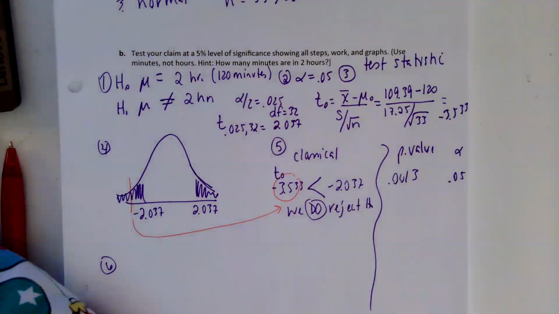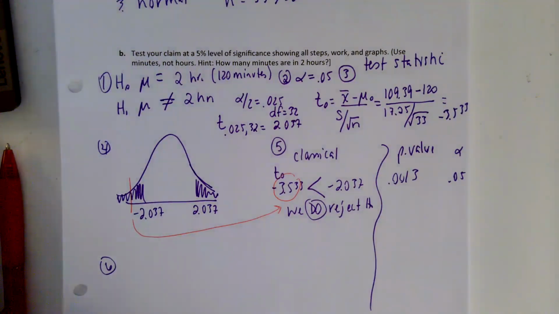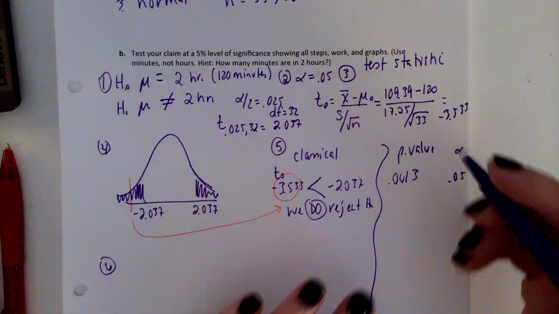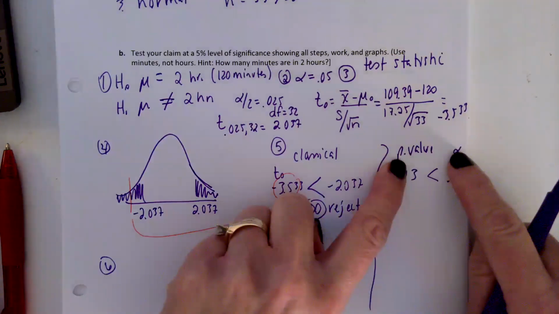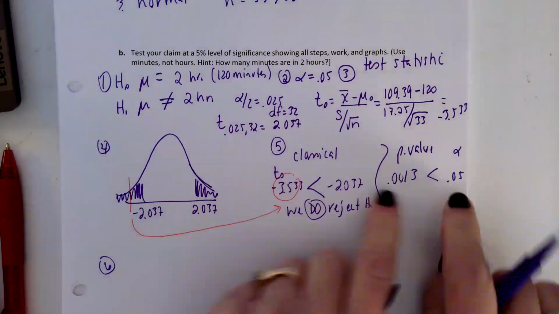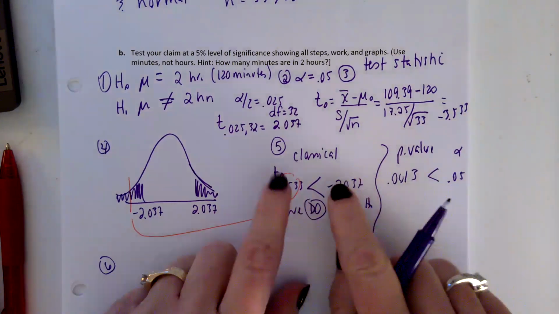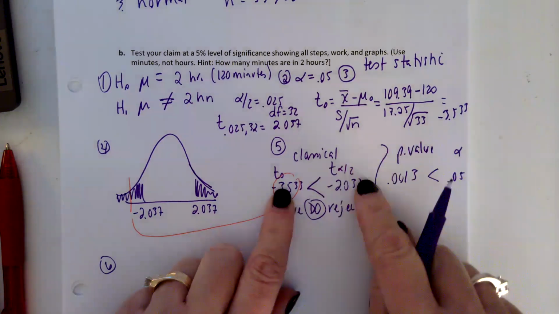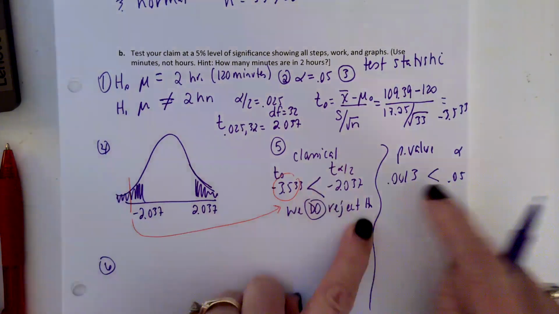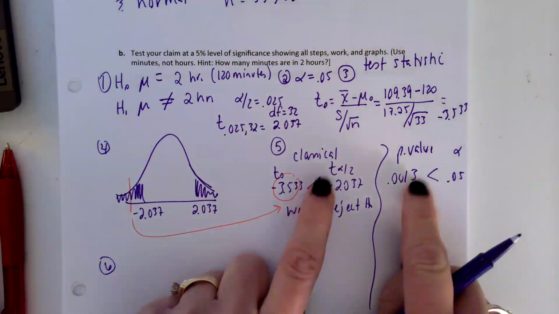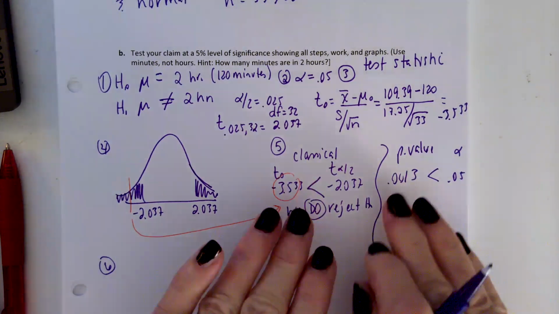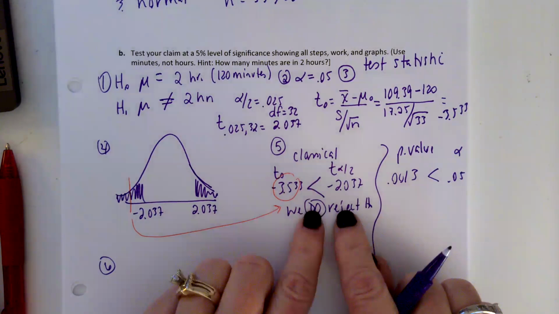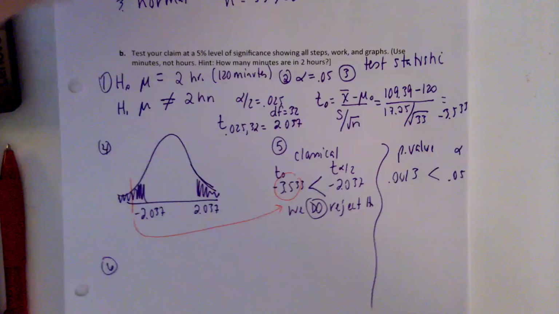Oh, and our p-value was 0.0013. That's also less than our alpha. So remember, p-value is compared to alpha if you're going to go that route. And classical method means your T0 is compared to your T of alpha divided by 2 when it's a two-tailed. So either way, either method, classical or p-value, will always give the same result. So in this case, we do reject H0.